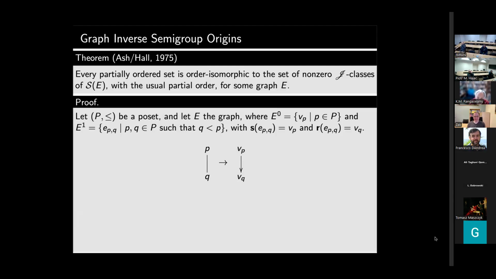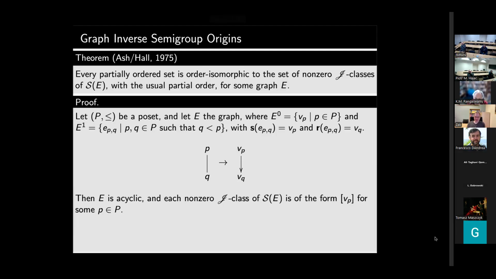And that's just it. This graph is necessarily acyclic because we started from a partially ordered set, so you can't go back and forth and then have the same element. And because it's acyclic, the J classes exactly correspond to the vertices. So each J class just consists of elements RS inverse, where R and S end up at that vertex.